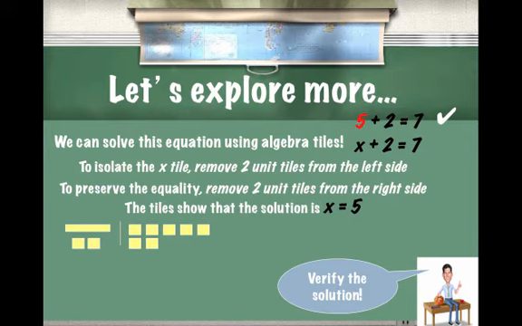If we are asked to draw this in pictures, we would write out the original x plus 2 equals 7. We would show that we are getting rid of 2 tiles from both sides, and then underneath it we would draw what the answer is. X equals 5.